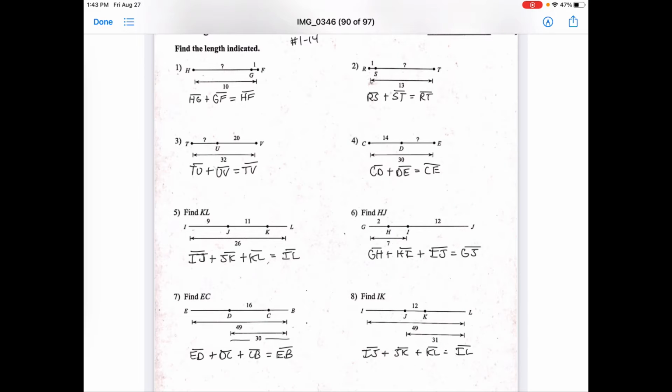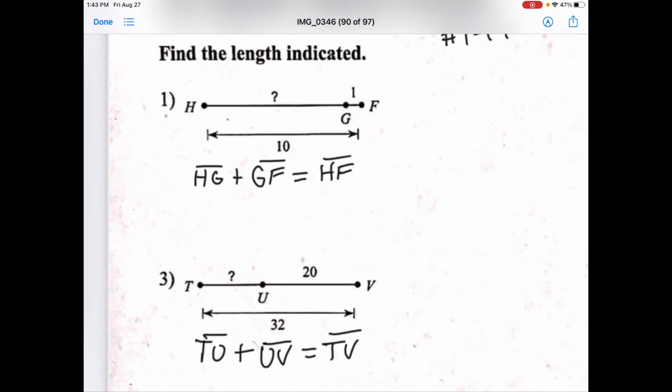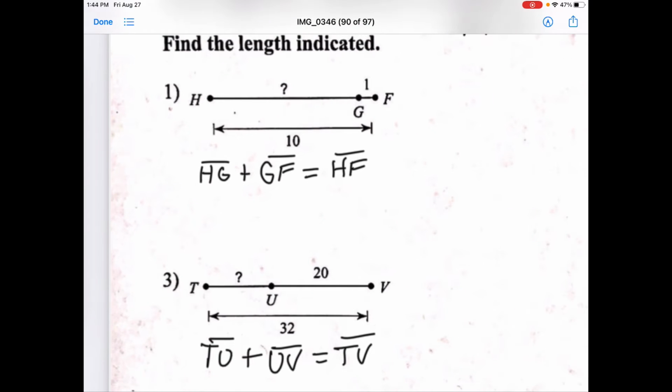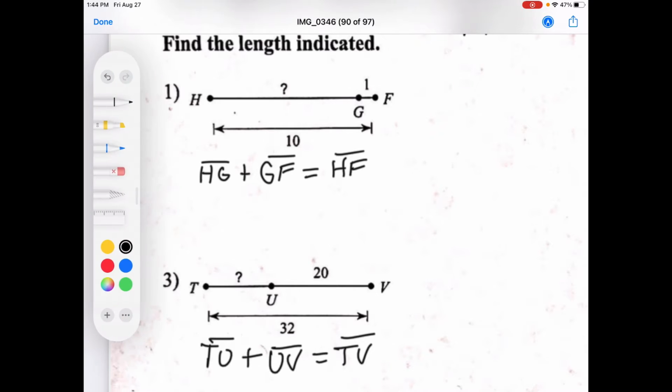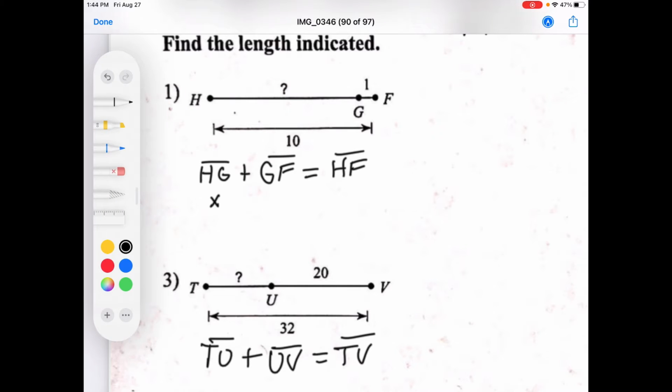Now we'll go back to number 1 and we'll fill in the information that we have. So number 1, we don't know what HG is. There's a question mark there, but we know what GF is. So for HG, we'll just put an X if we don't know what it is. So HG is X. And then bring down your plus sign. GF, we know is 1. Bring down your equal sign. HF, we know is 10.